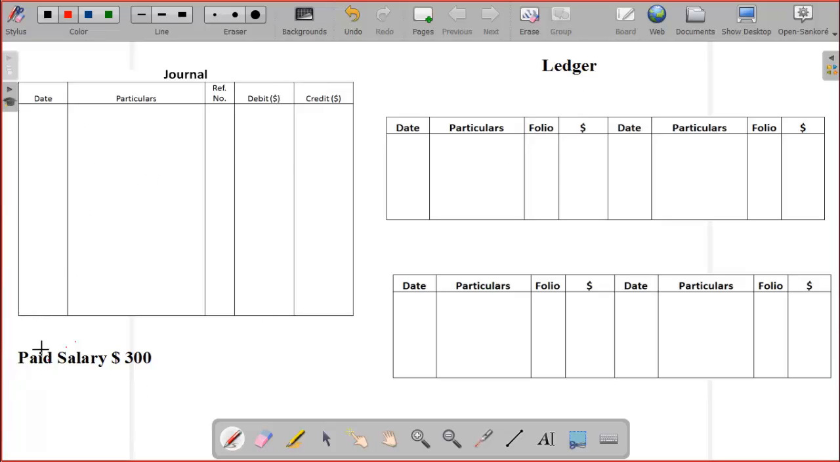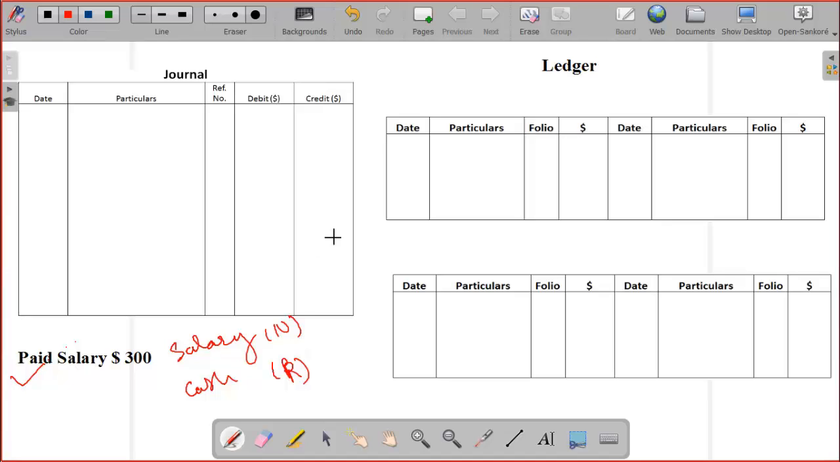So first we will pass the journal entry for this transaction. Tell me what happened in the business. In the business there is an expense, salary, and cash gone. Because we paid salary, obviously cash gone. Now tell me, salary is what? Salary is a nominal account, and cash is a real account.